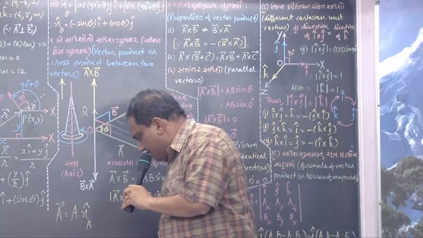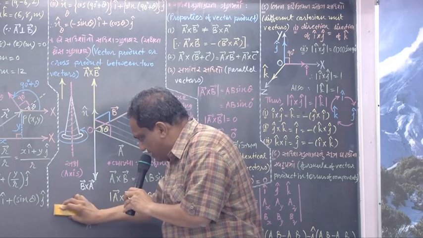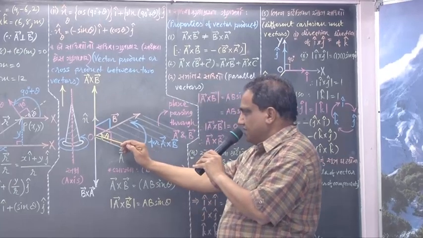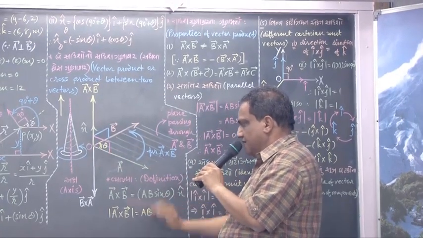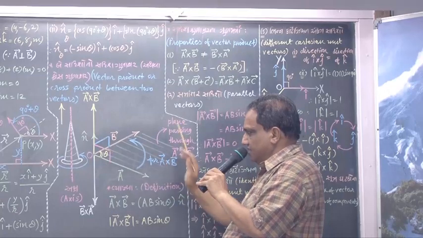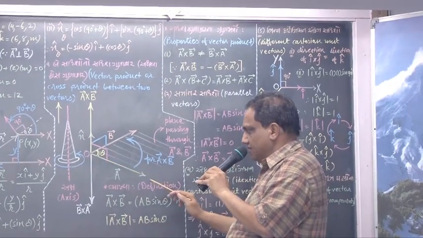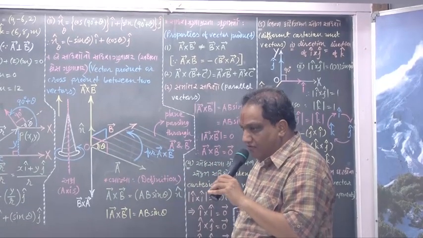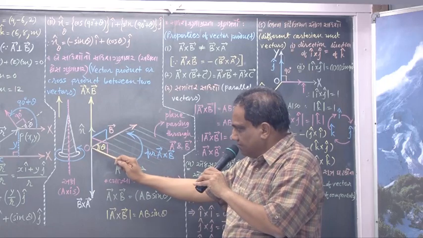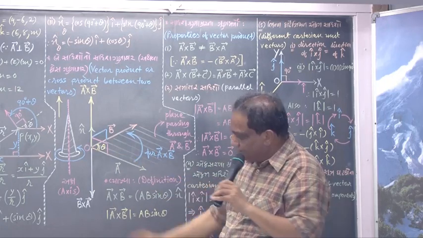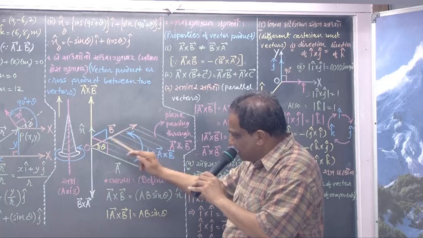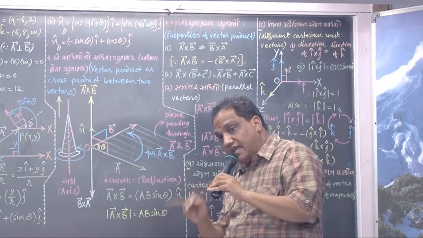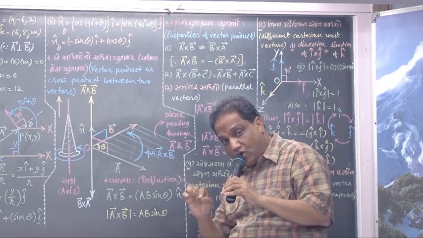Look. First of all, consider two given vectors, vector A and vector B. Suppose vector A is this and vector B is this. Tell me, where is the tail of vector A? Here, at O. Where is the tail of vector B? It is also at the same point. You must consider two vectors with their tails coinciding at the same point.